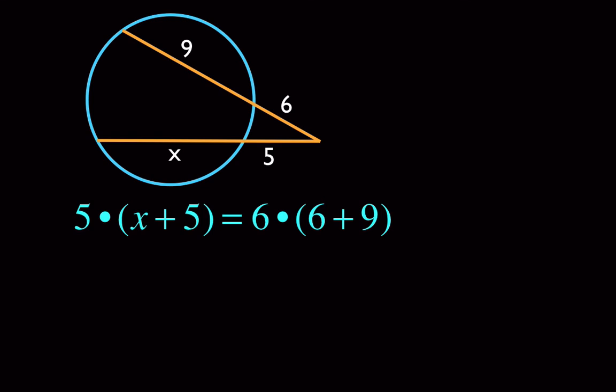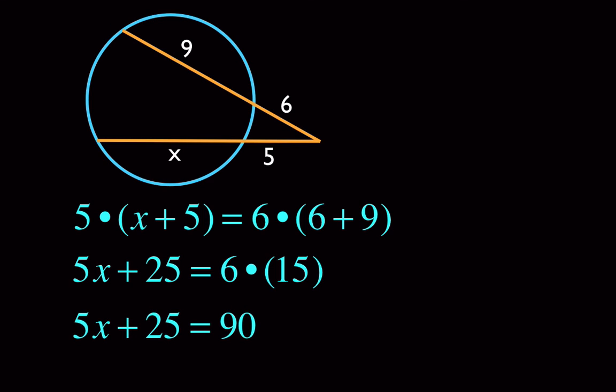As you can see, I've got 5 times 5 plus x and 6 times 6 plus 9. Simplifying, of course, I'm going to distribute on the left side. I'm going to get 5x plus 25. And on the right side, I just combine the 9 and the 6 as I did when I was doing the practice up above. Now, 6 times 15 may require a calculator. It turns out it's going to be 90 because 6 times 10 is 60 and 6 times 5 is 30. Okay? Then I'm going to subtract 25 and divide by 5.